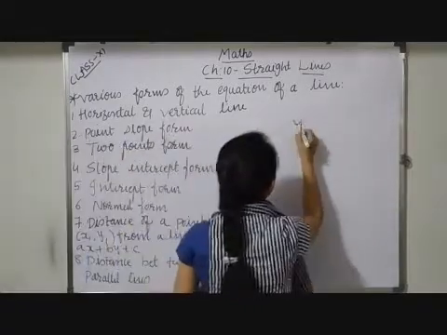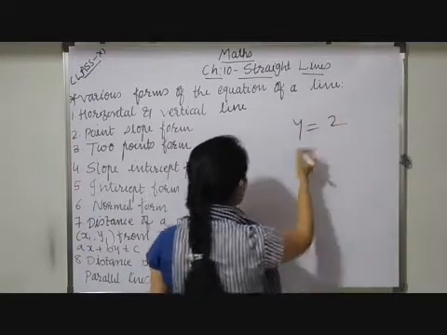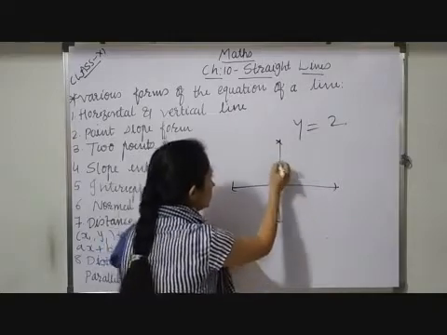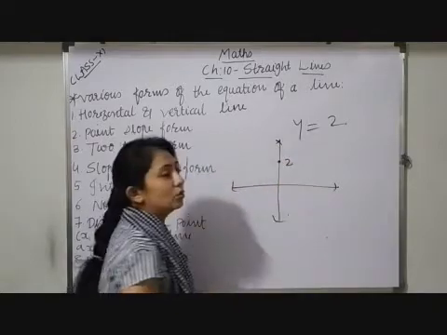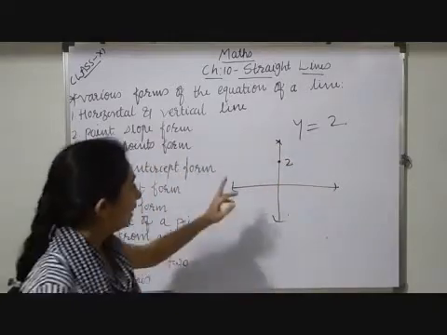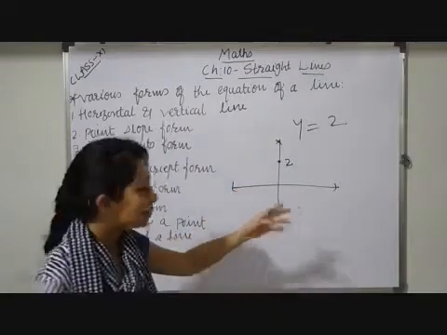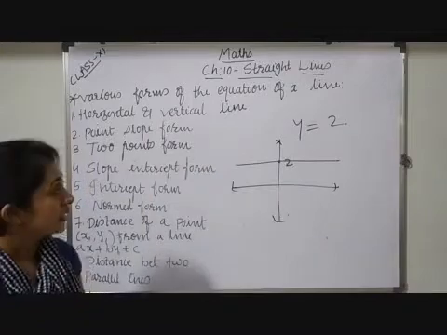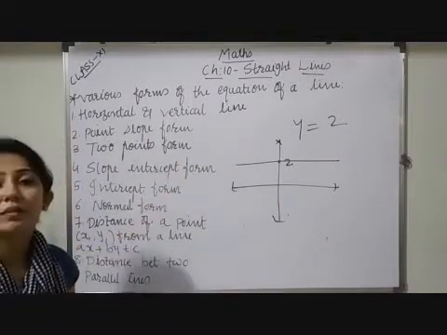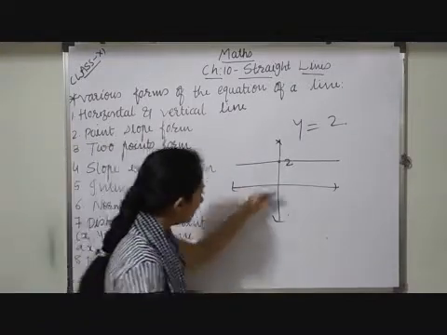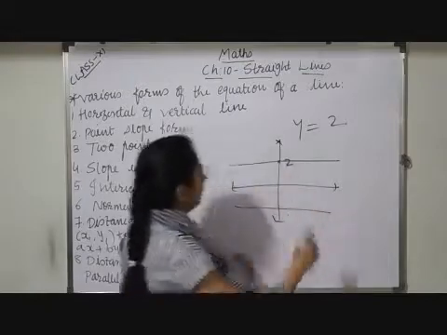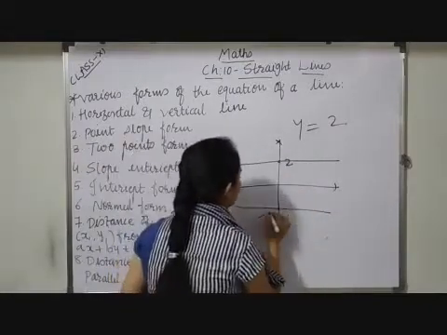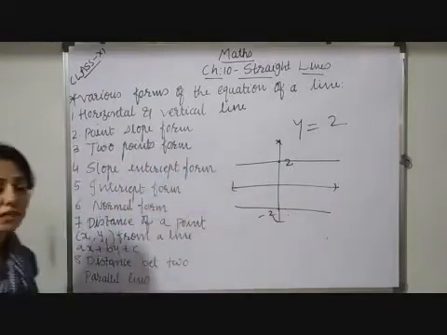Here, let me take a random example, y equals 2. So this is your Cartesian plane. Y equals 2: at 2 the constant will remain the same and the x value will vary, so you will get a line parallel to the x-axis. In place of that, suppose I have y equals minus 2. You will get the line in the lower part. So at minus 2 you will get a line parallel to the x-axis.